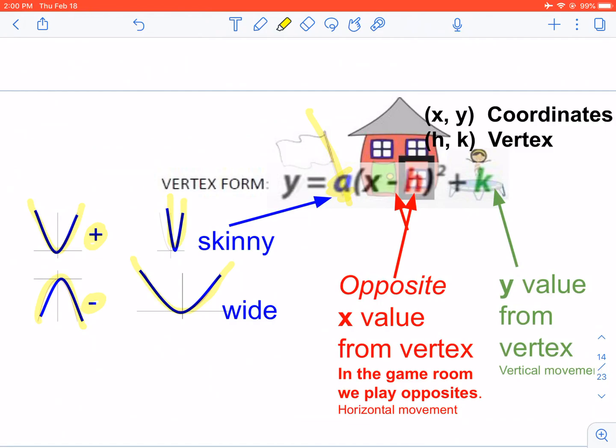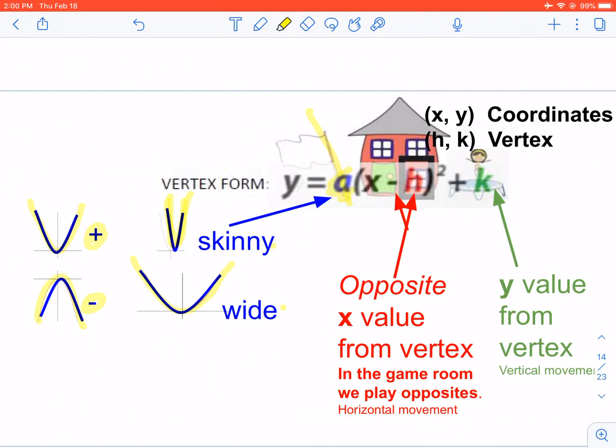It's also going to tell us if it's very skinny or very wide. Numbers that are between 0 and 1, either positive or negative, are going to be very wide. The bigger the number, the steeper that slope. So the steeper it is, the bigger the number, it's going to be very, very skinny.